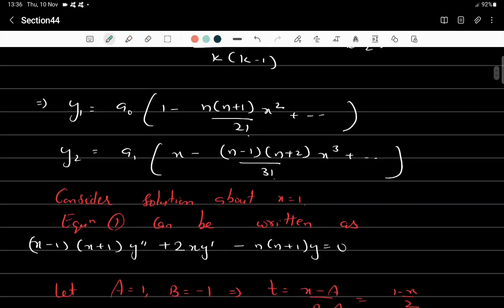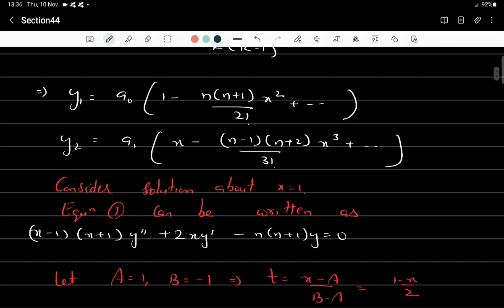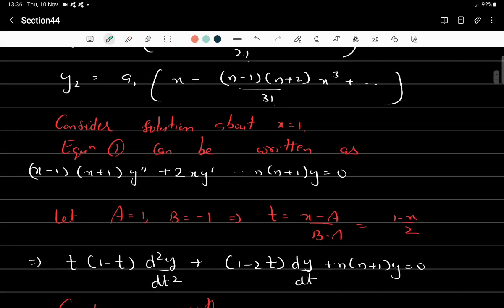So if you compare, we have already discussed in section 31 how to find the hypergeometric series solution. So here by comparing, capital A is 1, B is -1. That gives me small t = (x - A)/(B - A), which is (1 - x)/2. If I replace the independent variable x by t, then I will get an equation in t which is t(1 - t)y'' + (1 - 2t)y' + n(n+1)y = 0.